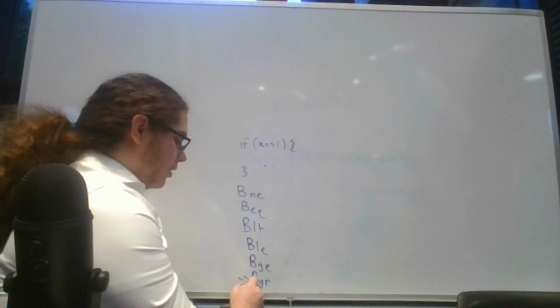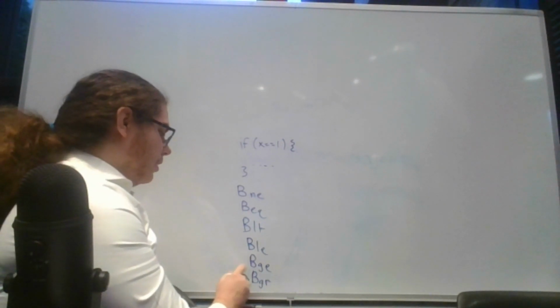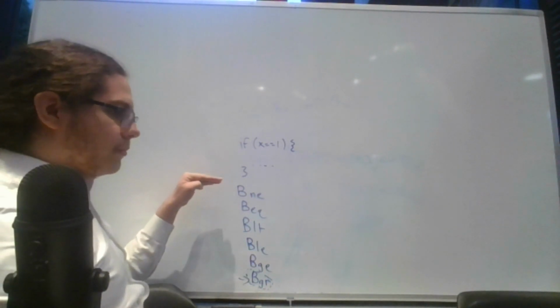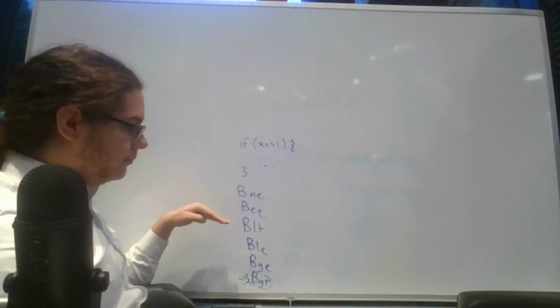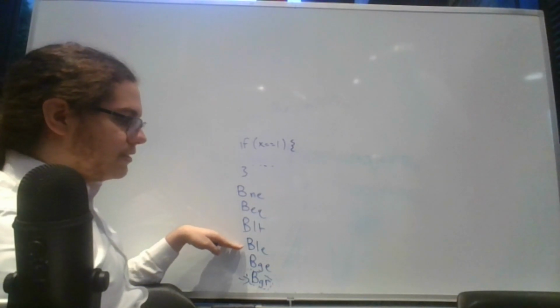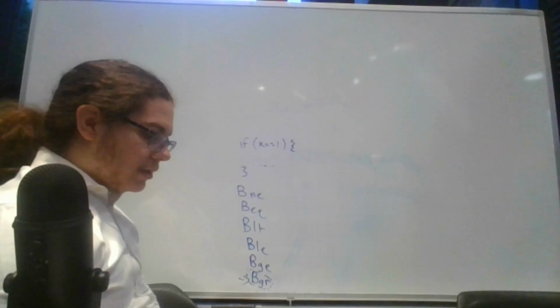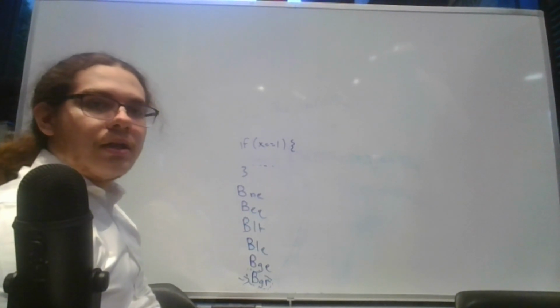I think this one's wrong. I might be writing that one incorrectly. I think it's a different three letter for this one. But you have branch if not equal, branch if equal, branch if less than or equal to, branch if greater than or equal to, branch if greater than. Two of these are pseudo instructions.